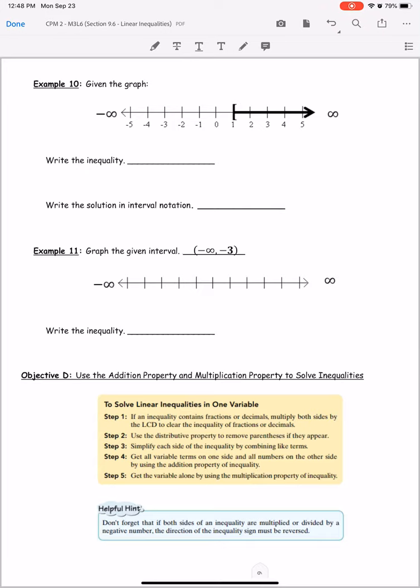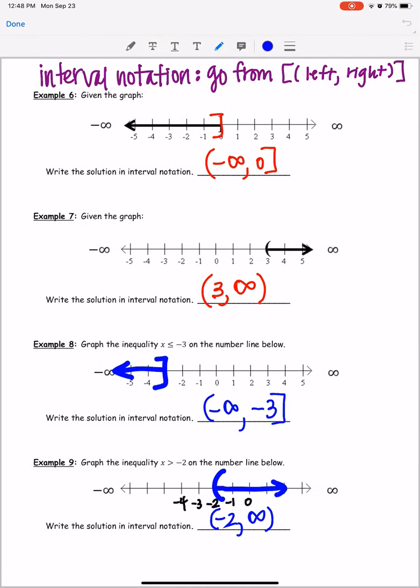All right. Now 10 and 11 are going to give me different information, and I need to come up with the other two. So for example, it tells me to write the inequality. Your inequality is something like this right here: your X, one of your 4 inequality symbols, and then your number.